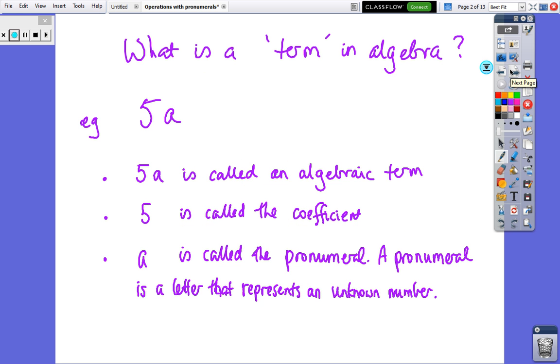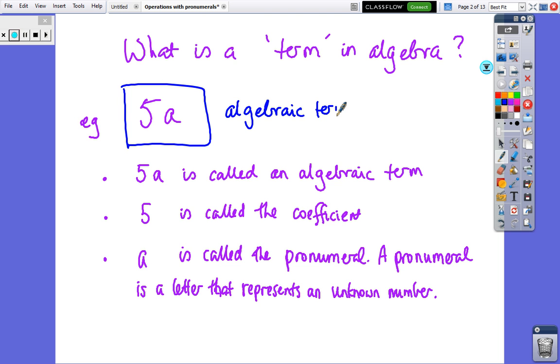Okay, so let's just go back to square one. So what is a term? For instance, 5a, we can call that an algebraic term. And it has a few components. 5a is called the term. The number out the front is called the coefficient. A is called the pronumeral, and in case you've forgotten, the pronumeral just represents an unknown number. So you don't know what the number is, but it just represents any number. So 5a, 5 and a, all different parts of the term.